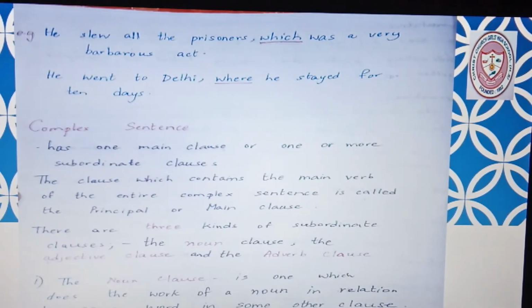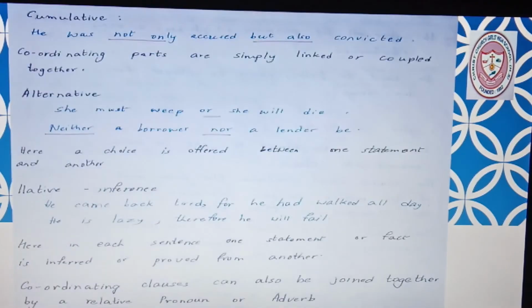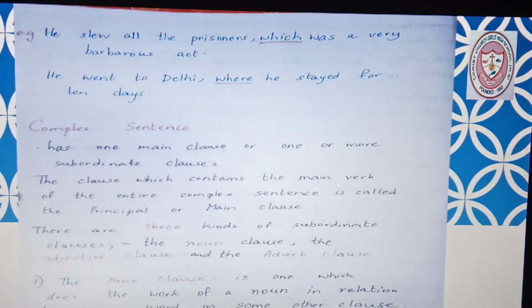Now, complex sentence. What is a complex sentence? Till now we have done compound and its types, double, multiple. And now we move forward to the other type, which is the complex sentence. Now, in a complex sentence, what happens? It has one main clause, but it has one or more subordinate clauses too. Till now in compound sentences, we only added two or more independent clauses. Now, in the complex sentence, a subordinate clause or clauses are being introduced.